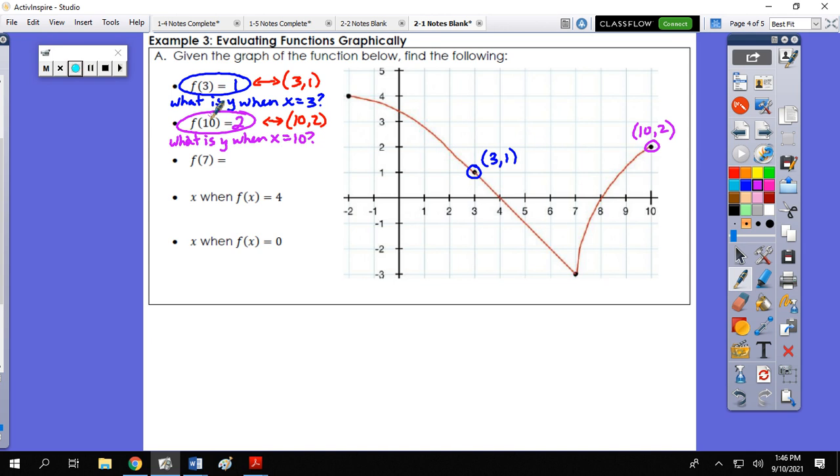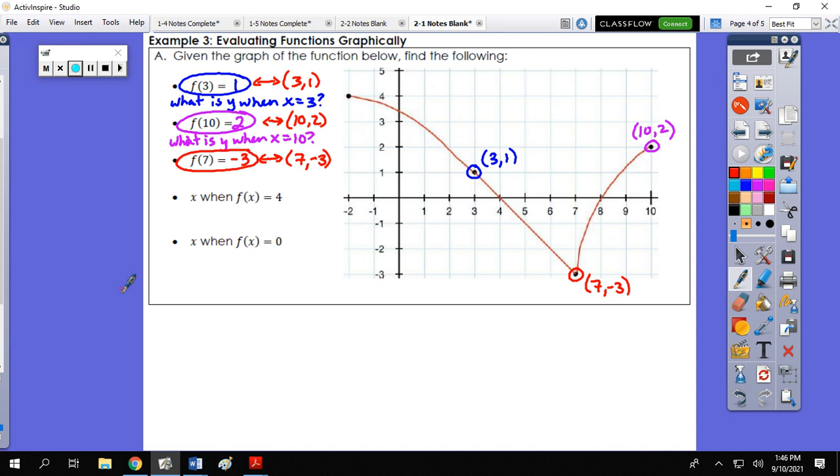All right, I'm not going to rewrite the question this time because we've done a couple now. But again, on f of 7, we would go to 7, locate the point. That is the point 7, negative 3, which means f of 7 is equal to negative 3. Again, that is interchangeable with the actual ordered pair from the graph, 7, negative 3.